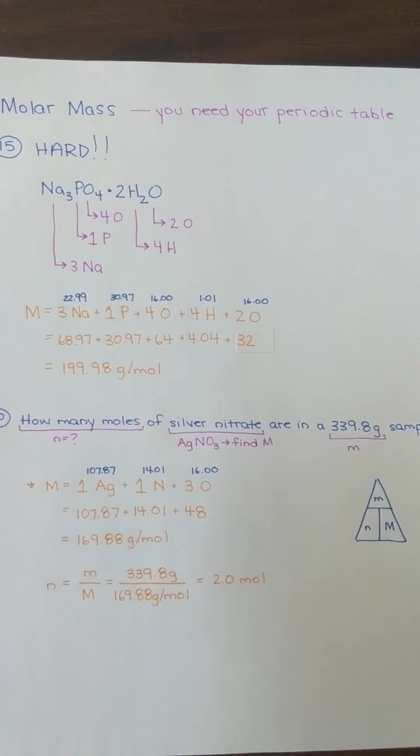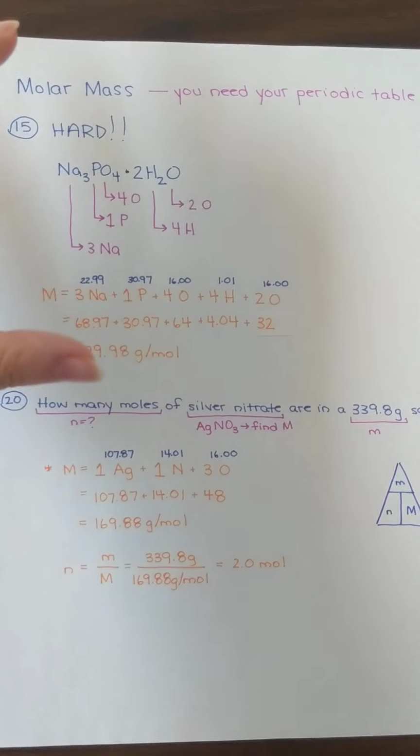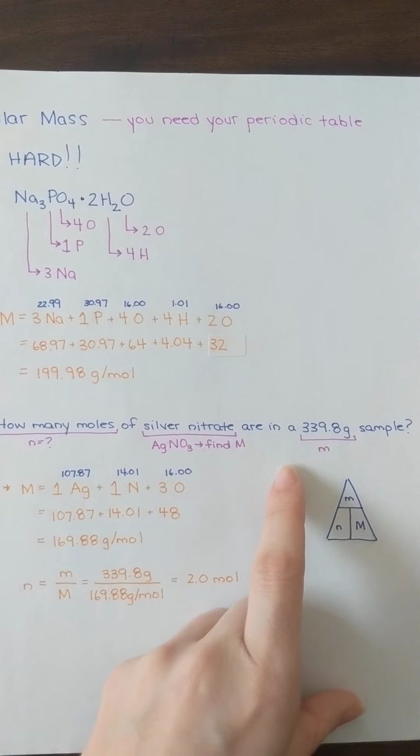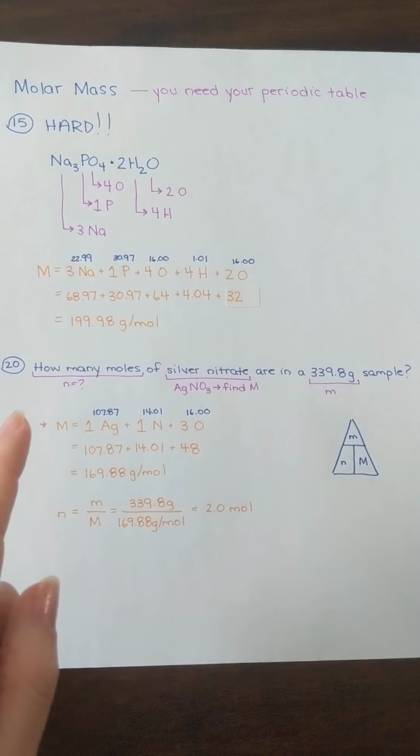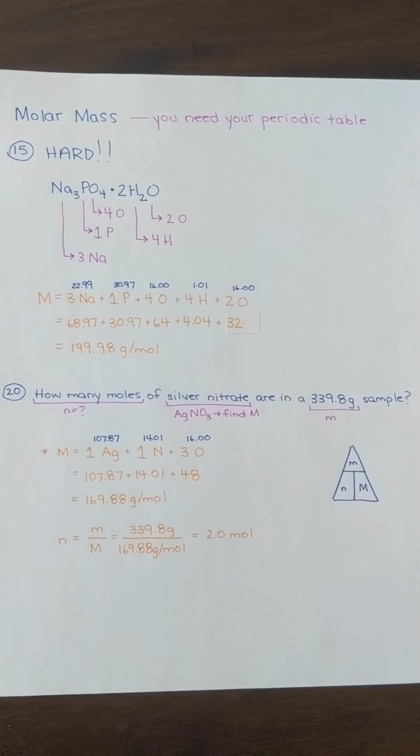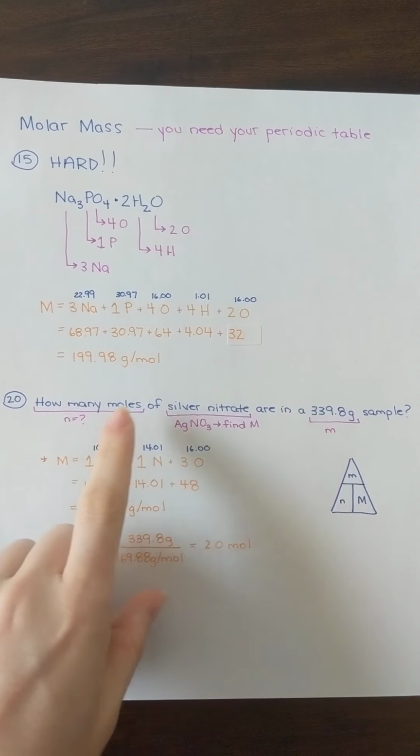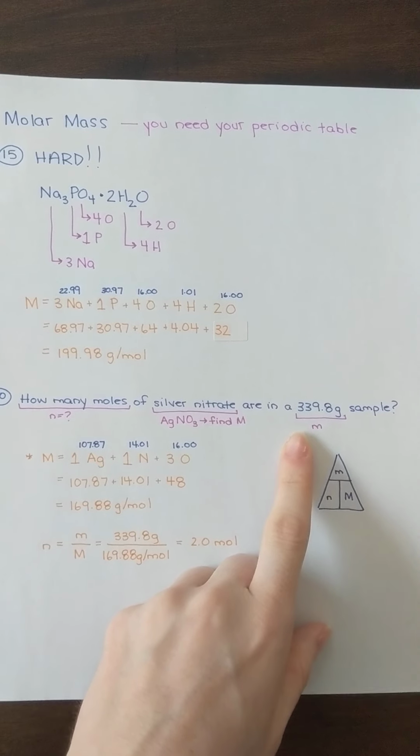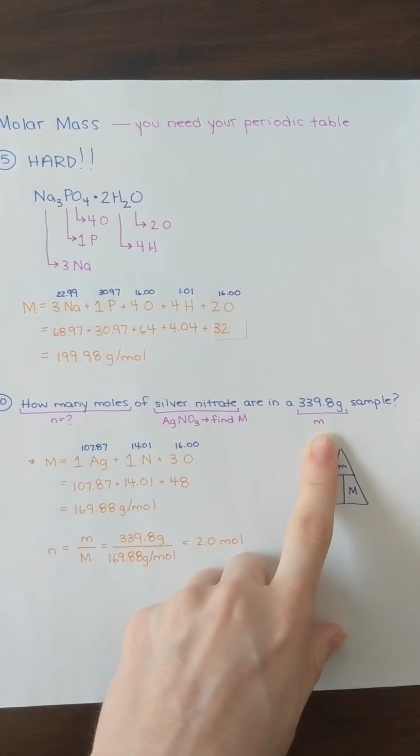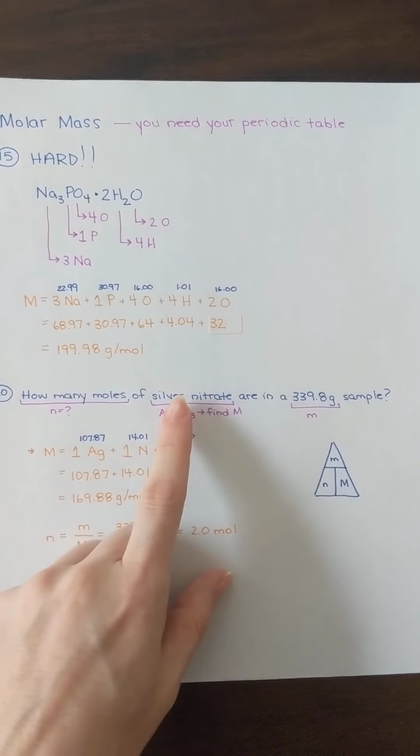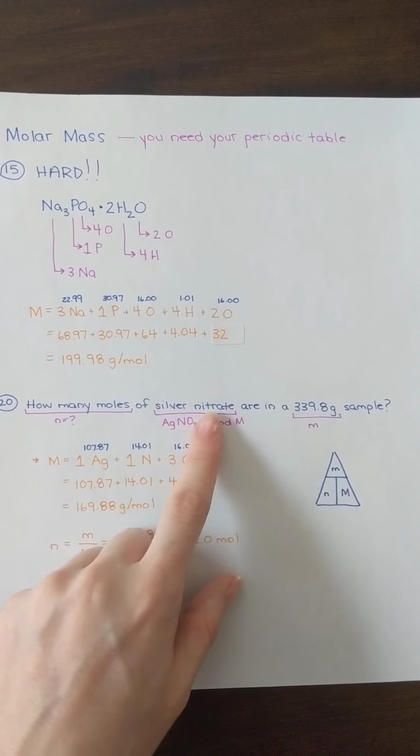So there's just this one bonus step you have to do to be able to find M in order to use this triangle. So let's also do number 20, the last question on that worksheet on the front side. So we want to know how many moles of silver nitrate are in 339.8 grams. So grams we know is mass. We're trying to find moles. And we've been given the compound name.